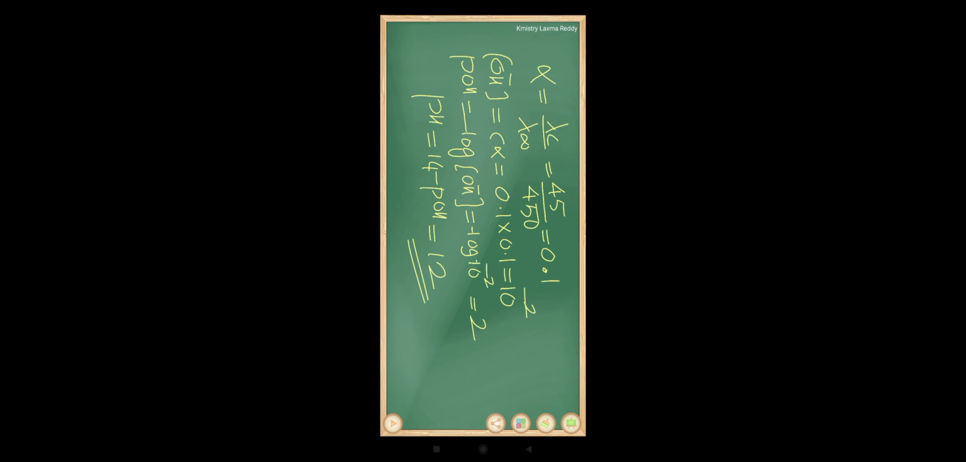The interesting point is here: alpha is equal to lambda C by lambda infinity, that is 0.1. The OH minus concentration formula is C alpha. C is given as 0.1, alpha is 0.1. So you are getting pH as 12.